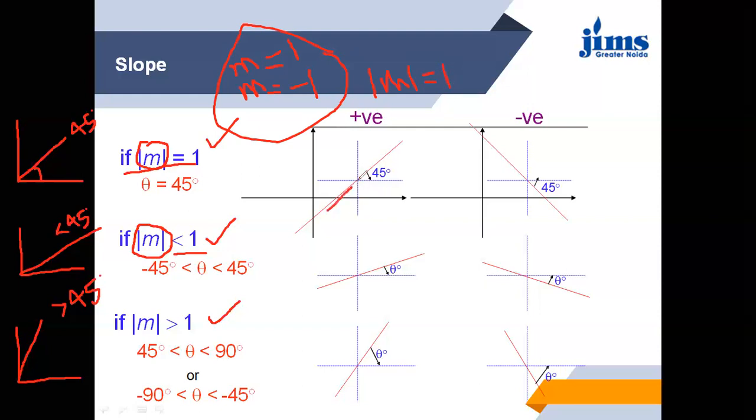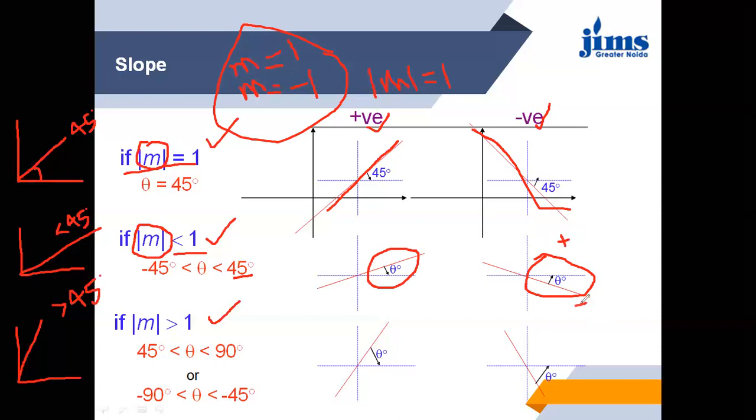It means the slope of this line is a positive slope and this is a negative slope. So this is about the mode, meaning the angle can be in +1 or -1. If we look over here, this angle is in the positive direction, less than 45, and this is in the negative direction, which is also less than 45.